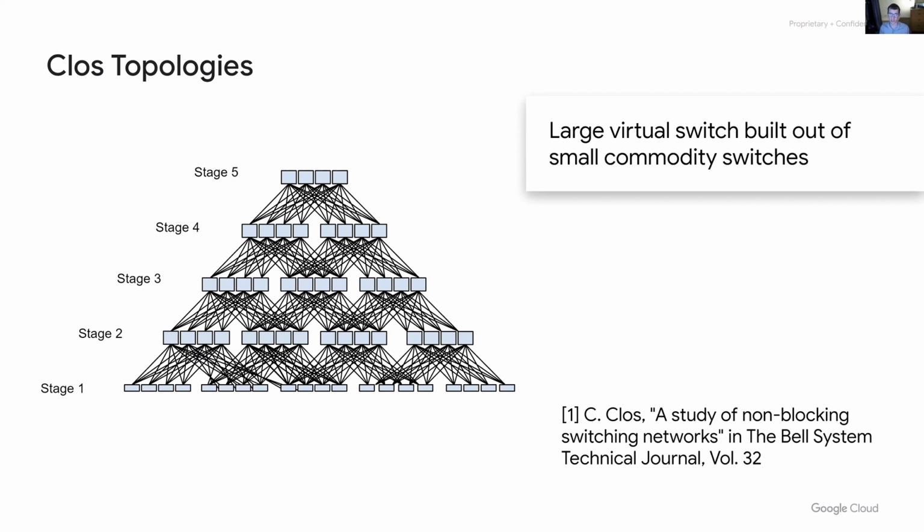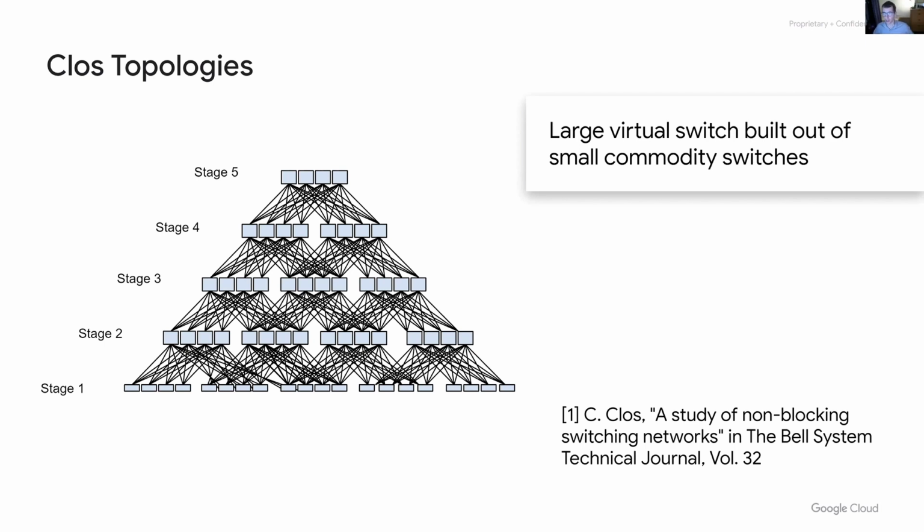Here on the left, I'm showing a 5-stage Clos topology, where stage 1 at the bottom is the top of rack switch, and underneath that top of rack switch you would have the actual machines. The terminology is a little different in different communities, but sometimes stages 2 and 3 collectively are called the middle blocks, and stages 4 and 5 are often called spines.